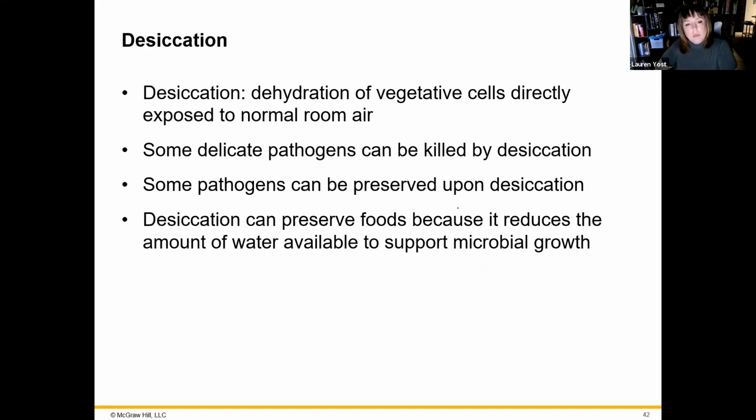Desiccation is just drying something out. Some pathogens can actually be preserved themselves upon desiccation. It's not a very reliable way of killing off microbes on the surface of food, for example.